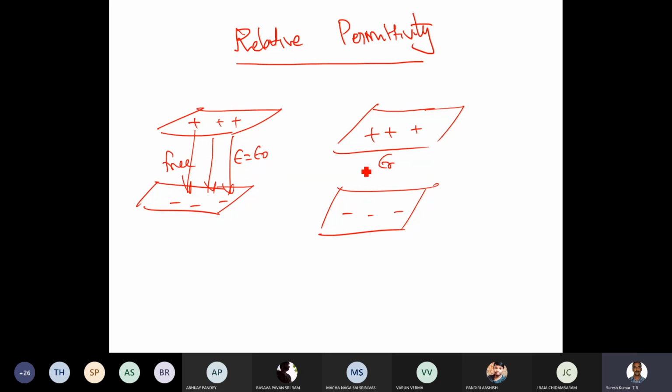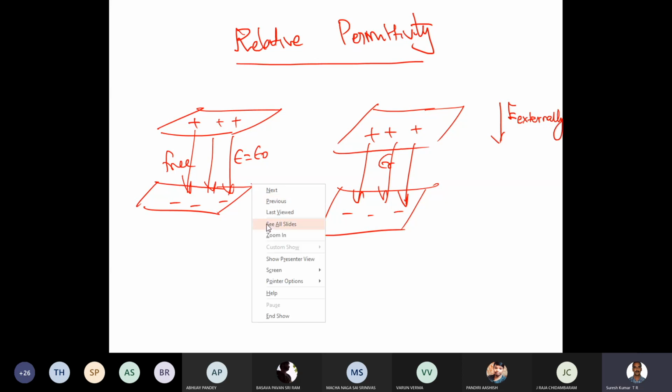Now what will happen? As you have inserted some medium, I will use red color to represent the external field. So this red refers to the electric field externally applied.